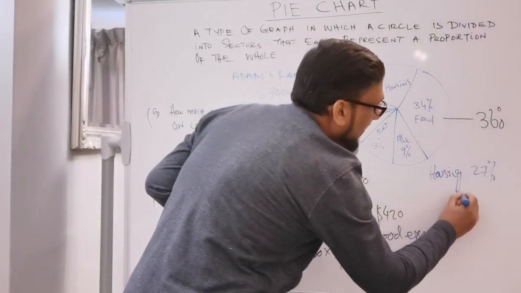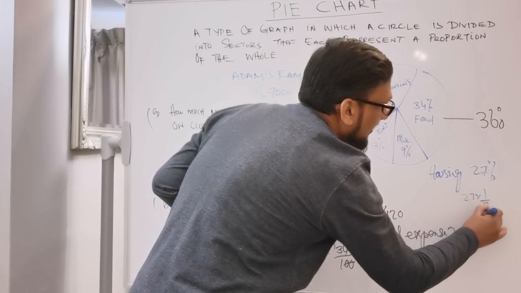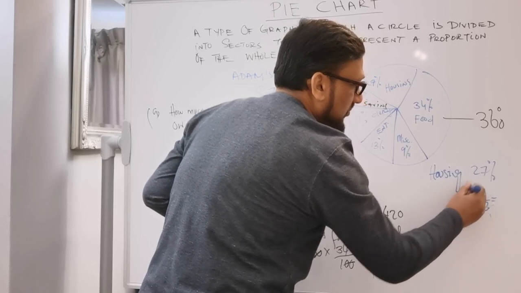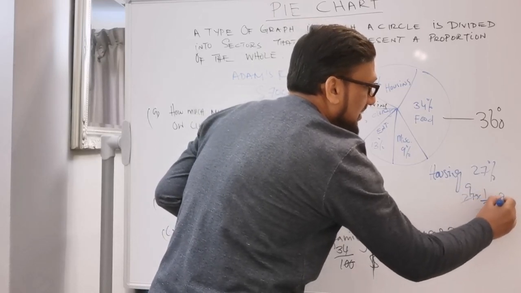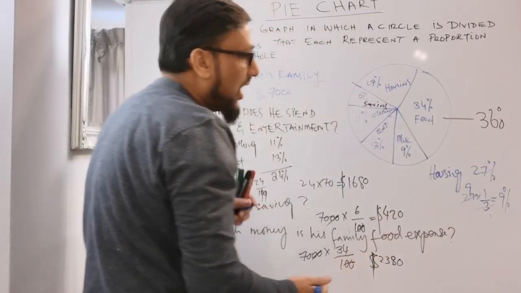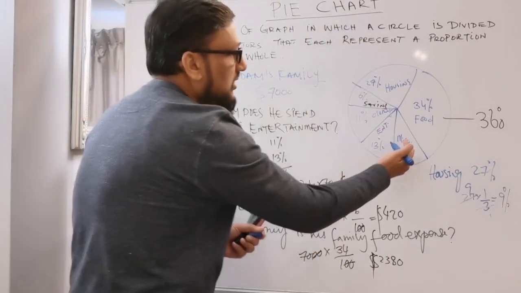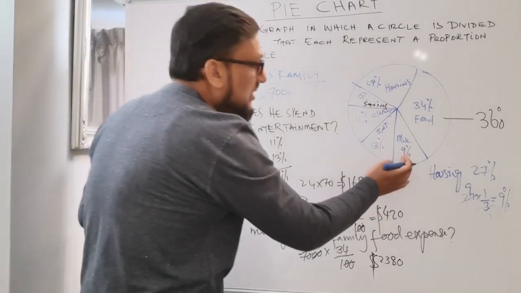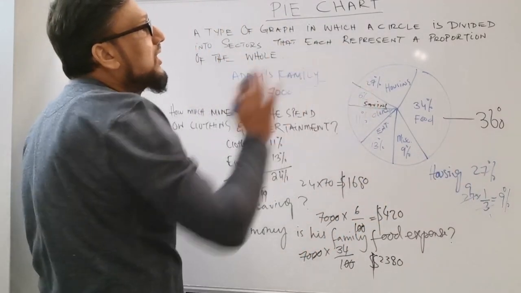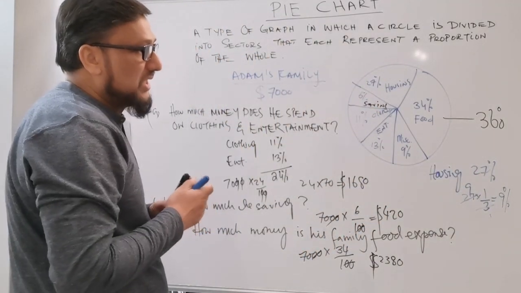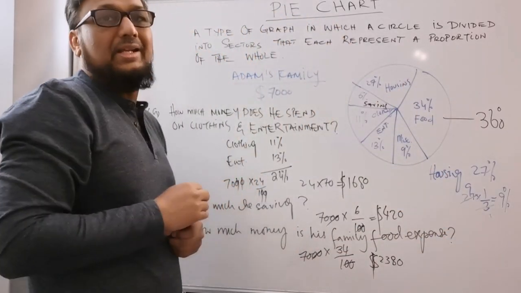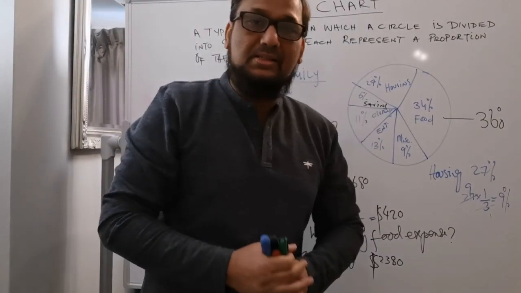So 27, one third, which is 3 times 9 is 27. So it means the 9% is coming from one third of housing expenses. So are they true or false? Look at the miscellaneous expenses. Miscellaneous expenses matching is the 9% for the one third of the housing. So this statement is true. One third of housing is spent on miscellaneous expenses.